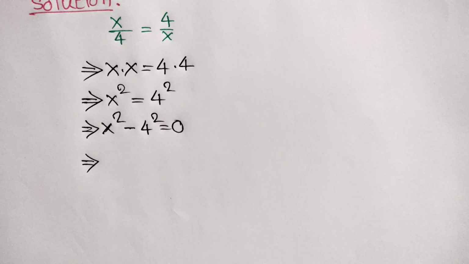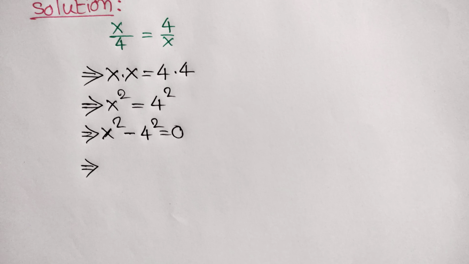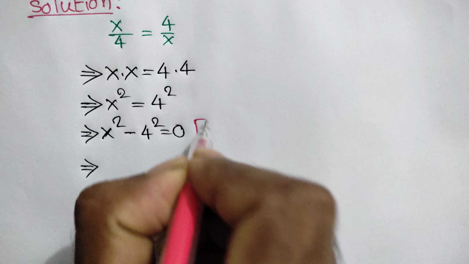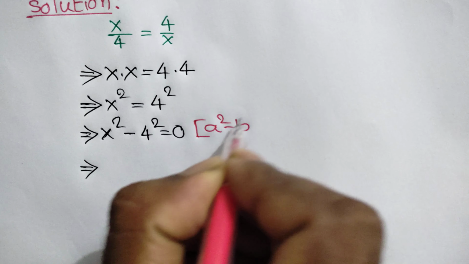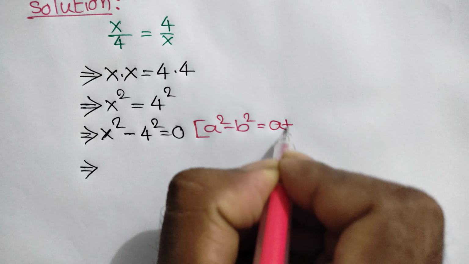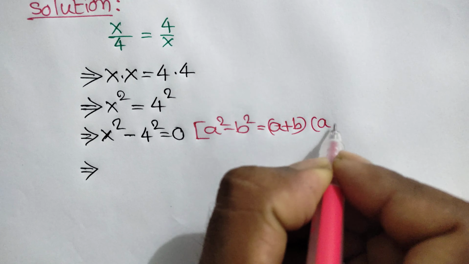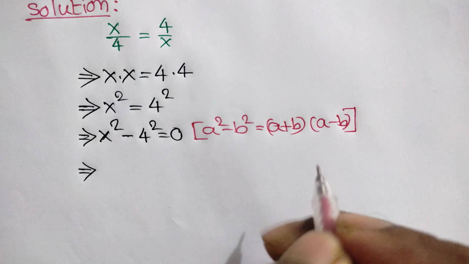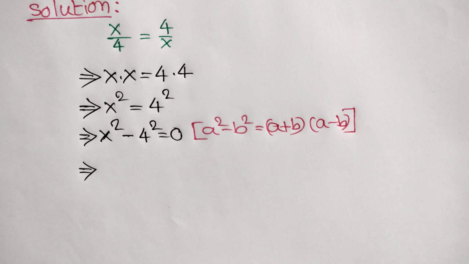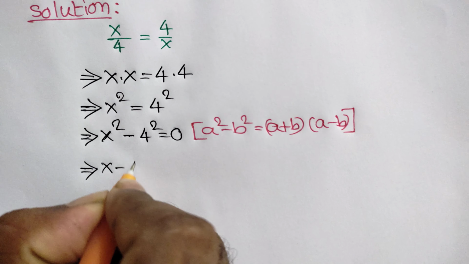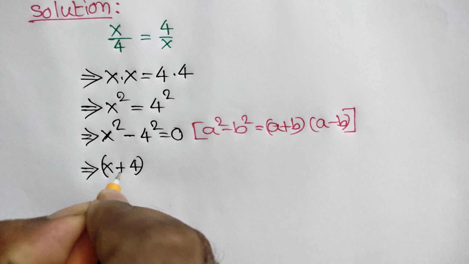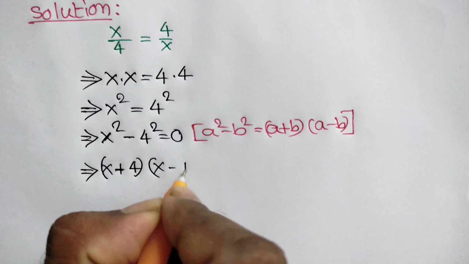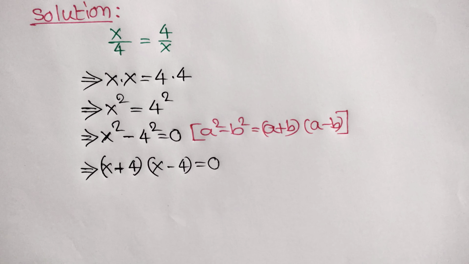Now we know an algebraic formula: a square minus b square is equal to a plus b times a minus b. So apply this formula. Here we can write x plus 4 times x minus 4 is equal to 0.